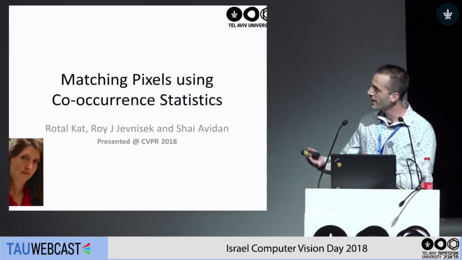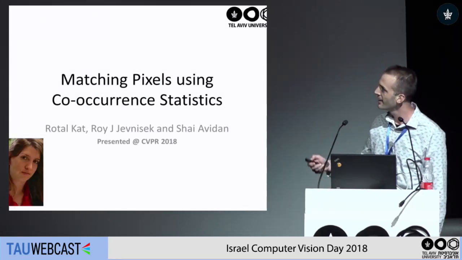Hi everyone. So today I'm going to present a great way to compare pixels. It is based on co-occurrence statistics. Now, Rotat is the lead researcher for this work. My name is Roy, and Shai is our advisor.